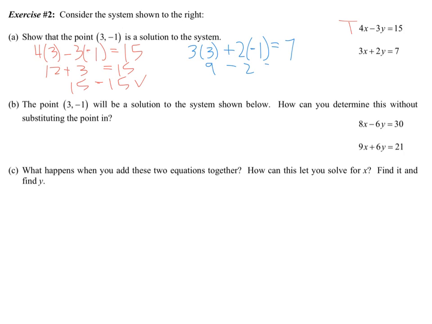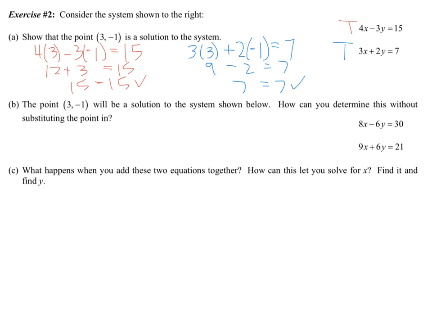9 minus 2 equals 7. So 7 equals 7. So my second equation is true. The point (3, -1) is a solution to this system shown below. But how can you determine this without substituting the point in? We're going to look at the equations we had up above.